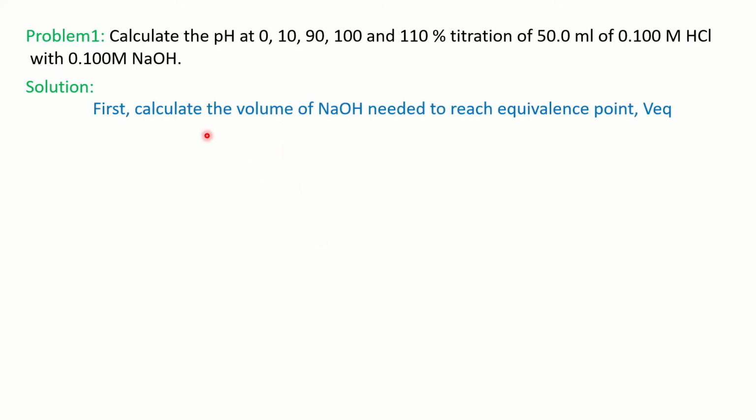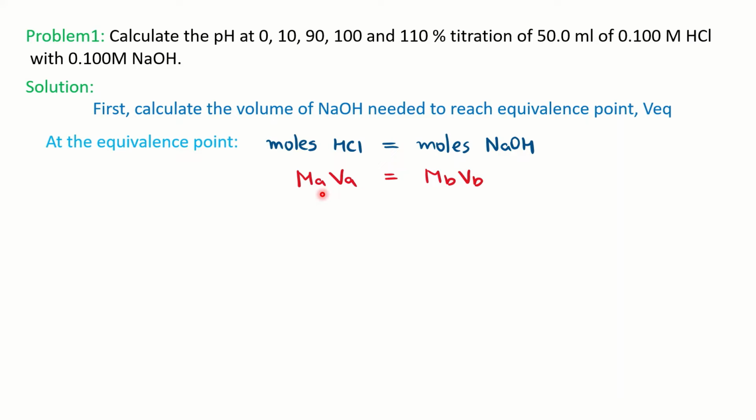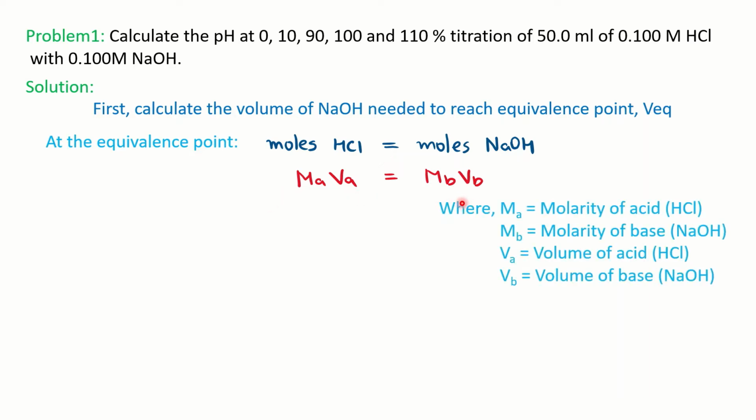So the first step is you have to calculate the volume of NaOH required at the equivalence point, right? I assume all of you know what the equivalence point in an acid-base titration is, where it completely neutralizes the acid. So how can you calculate that? We know at the equivalence point the moles of HCl, that is the acid, are equal to the moles of base, that is NaOH here. The formula for moles is n = MV. So we can write MAVA = MBVB, that is molarity times volume of acid is equal to molarity of base times volume of base, right?